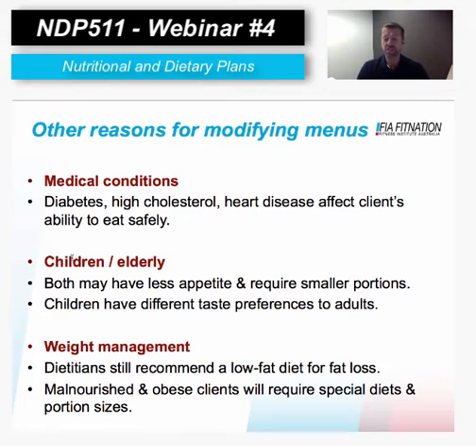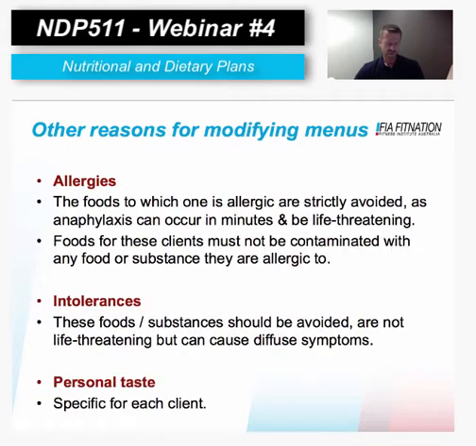Malnourished and obese clients will require special diets and obviously portion sizes as well. And again, we've covered that in a fair amount of detail. Other reasons, we did talk about allergies. The foods to which one is allergic are obviously strictly avoided, as the most serious form of allergic reaction, which is anaphylaxis, can occur in minutes and it can be life-threatening.